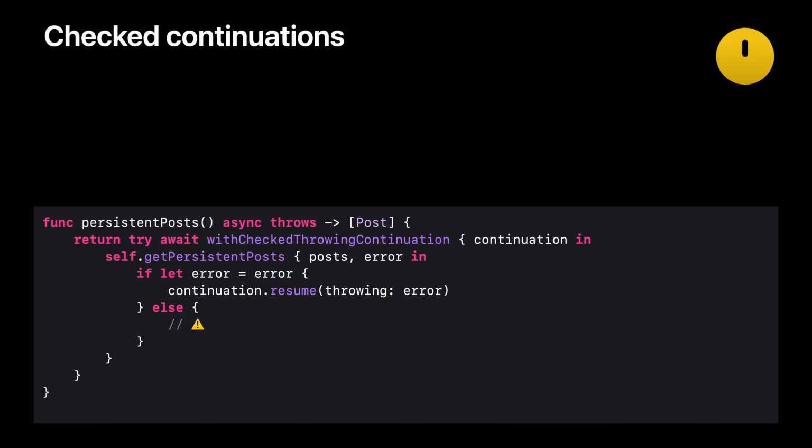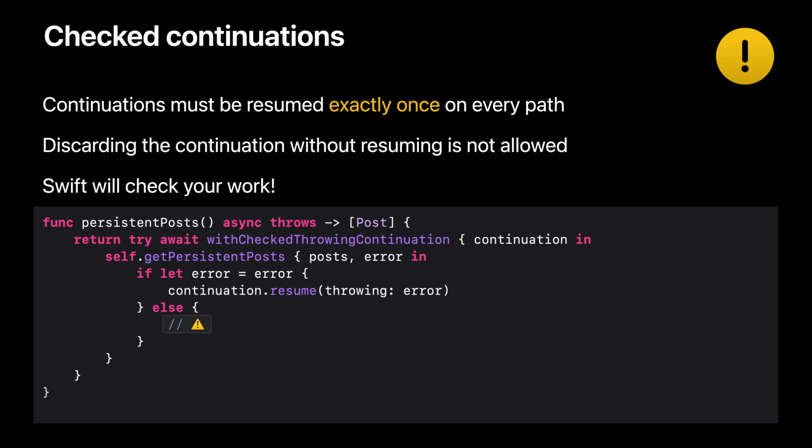Continuations provide a powerful way to manually take control over the execution of an async function. But there are some things to keep in mind. Continuations have a simple but important contract. Resume must be called exactly once on every path. But don't worry, Swift has your back here. If the continuation is discarded without resume being called, the Swift runtime will log a warning, since this will result in async calls never unsuspending.